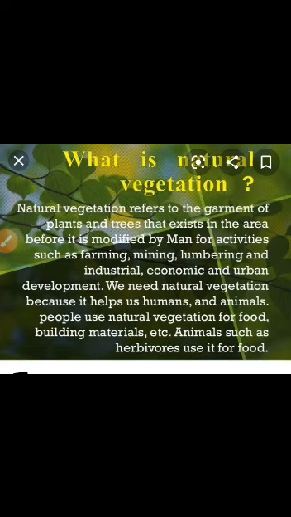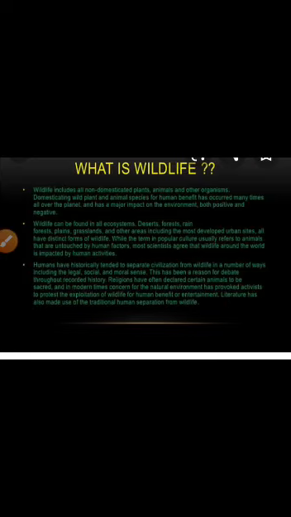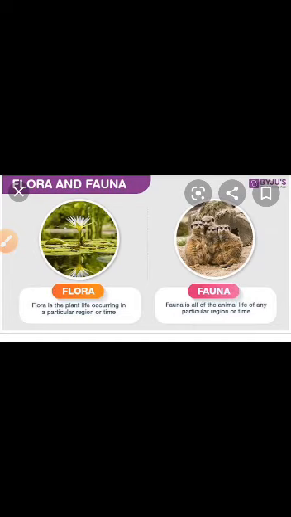After natural vegetation, we come to wildlife. What is wildlife? Wildlife includes all non-domesticated plants, animals, and other organisms. Wildlife can be found in all ecosystems: deserts, forests, rainforests, plains, etc., while the term in popular culture refers to animals that are untouched by human factors. Here we come to flora and fauna.